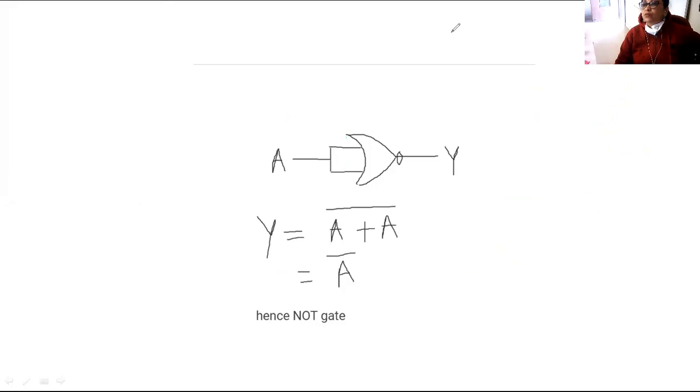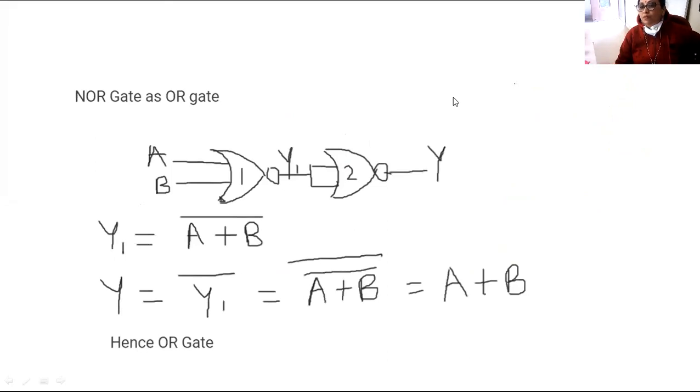Okay. So now here what you can observe? Which gate is formed? NOR gate as an OR gate. Okay, so for this we are using two NOR gates. This is NOR gate used as NOR gate only, and this second gate is NOR gate used as NOT gate. So if NOR gate is followed by NOT gate, we will get OR gate, obviously.